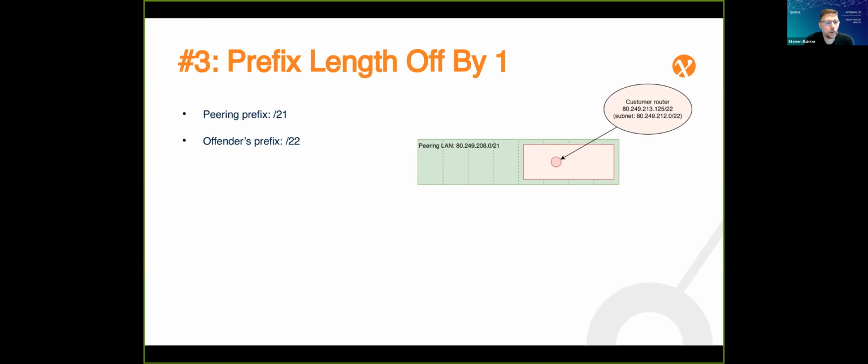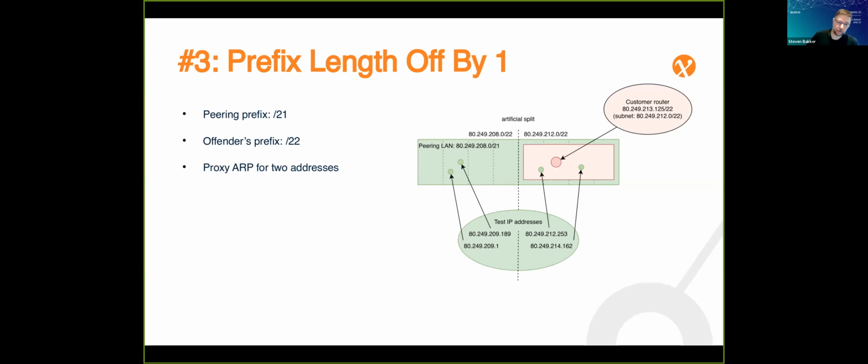Now, let's suppose that the prefix length is off by 1. Then you have a peering prefix, again, that's a /21. The customer has configured the correct network address, but the wrong prefix, so that's a /22. In this case, they fall in the upper half of the peering LAN. So again, we pick 4 addresses, 2 in the lower half, 2 in the upper half. The 2 in the upper half will not trigger a proxy ARP reply because they are in the same subnet as the customer has configured. The 2 in the lower half will actually result in 2 addresses being proxy ARPed.